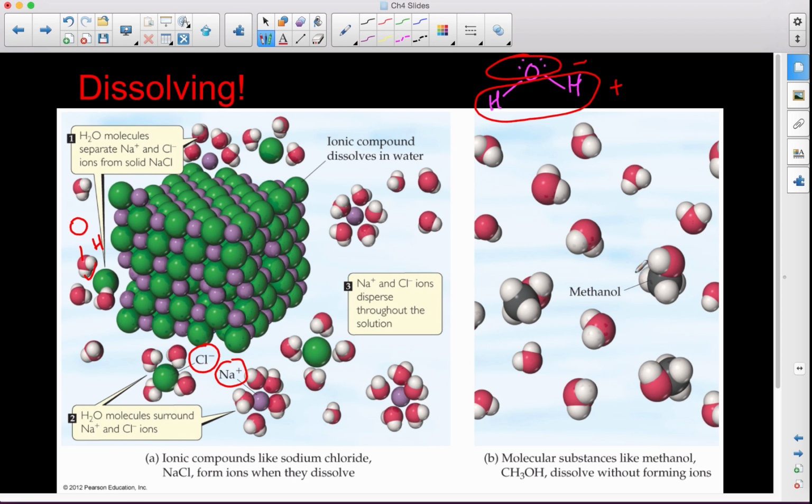Over here we have a different kind of molecule, methanol, which you don't really need to know too much about yet, right? But methanol is able to interact with water via this part of its molecule, right?